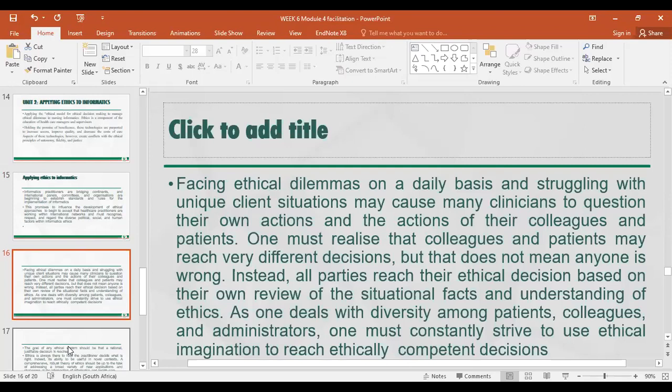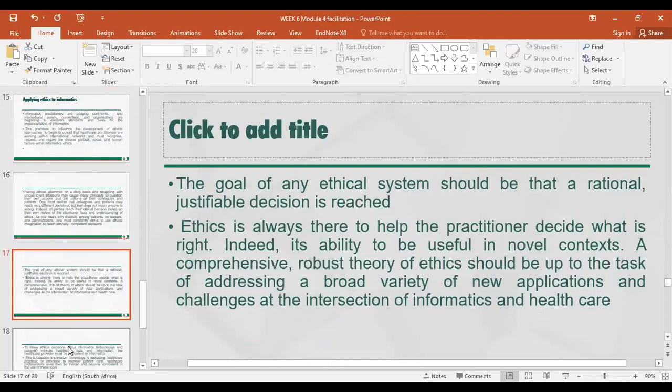And so it is very important that we have a good understanding of the ethics of nursing, especially informatics nursing ethics and principles. The goal of any ethical system should be that a rational or justifiable decision is reached. So whatever situation you find yourself in, however serious the dilemma is, it's important that you have the rationale for what decision you are making and you can justify it. That is very important because ethics is always there to help us.